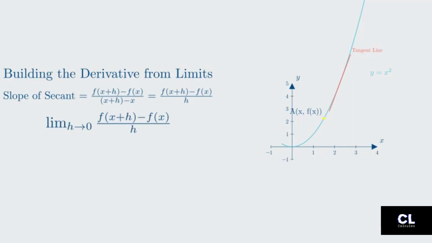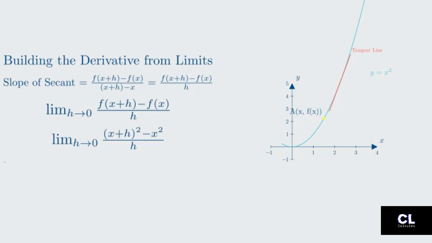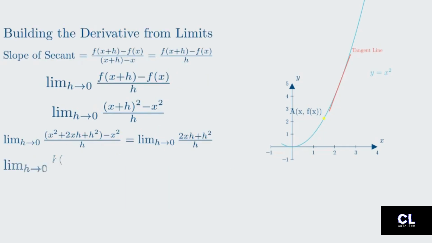Let's quickly see it in action with our favorite parabola, y equals x squared. We substitute x squared into our limit definition. This gives us the limit as h approaches 0 of (x plus h) squared minus x squared, all over h. Expanding the numerator, we get x squared plus 2xh plus h squared minus x squared. The x squared terms cancel. We're left with 2xh plus h squared over h.